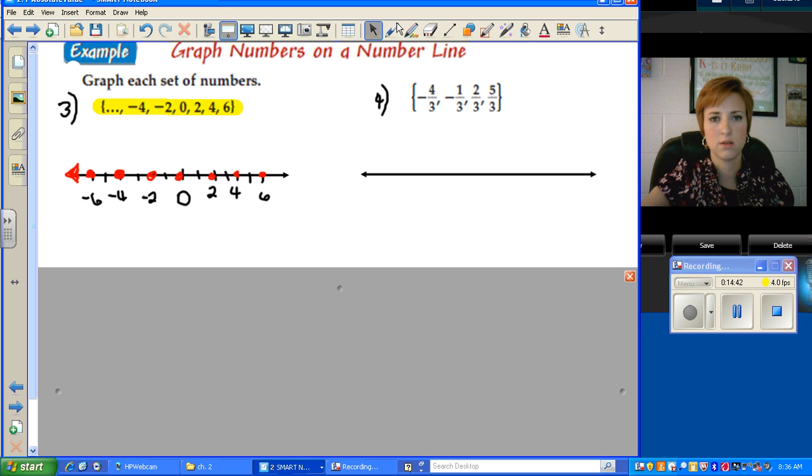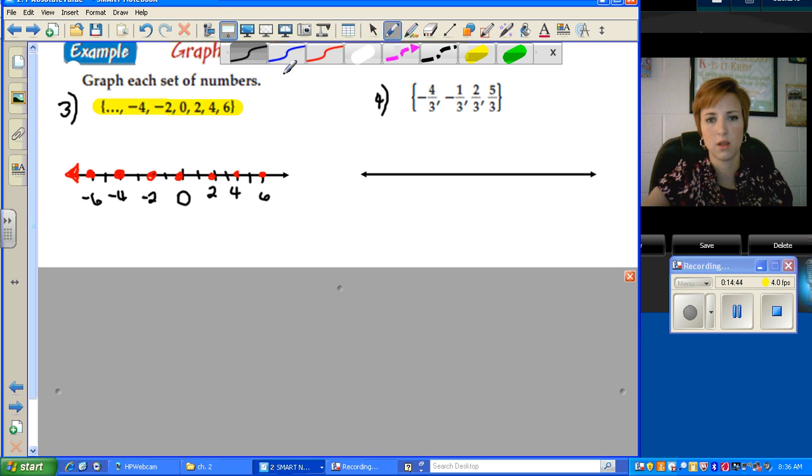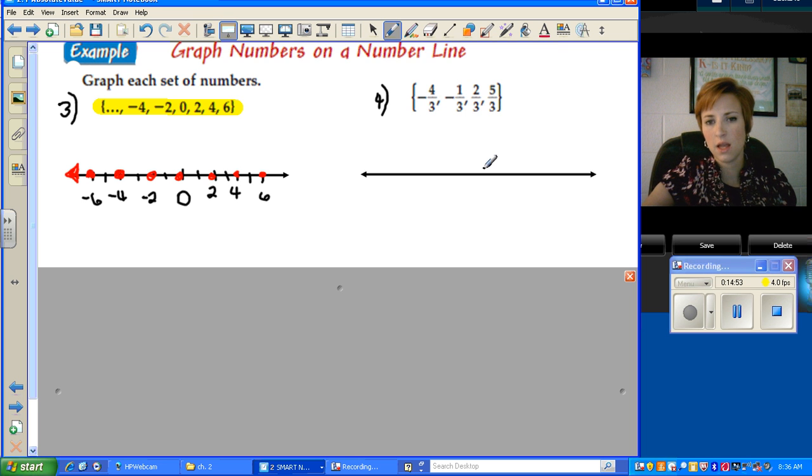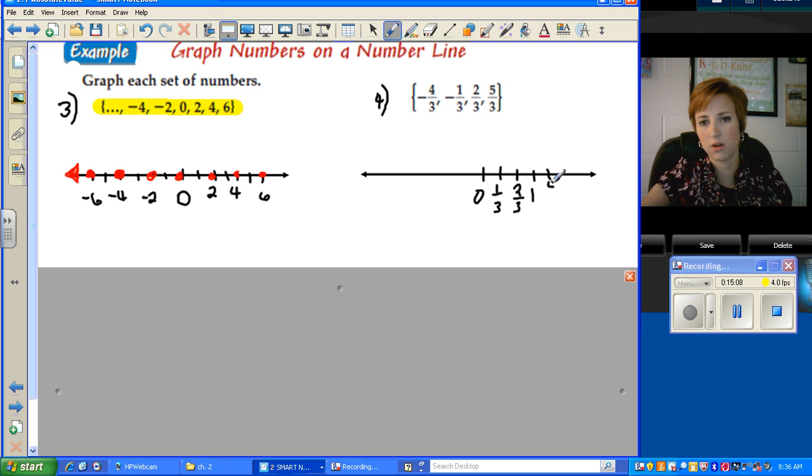Now let's look at number 4. It counts by a denominator of 3, and it's all fractions. So we have -4/3, -1/3, 2/3, 5/3. We can actually count by thirds just as long as I keep it consistent. So I can make it 1/3, 2/3. Now I can't say 3/3 because 3/3 is 1 whole. And then 4/3, 5/3, and same way to the negatives.